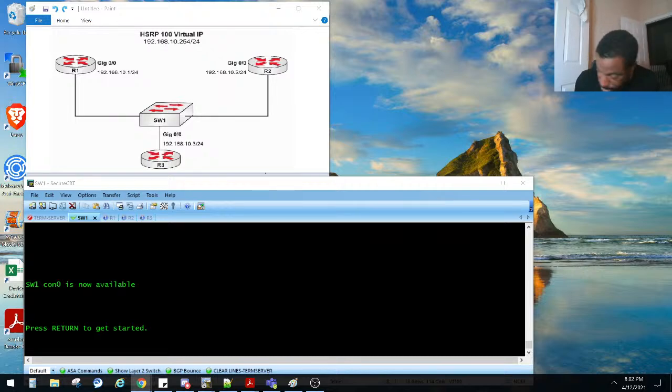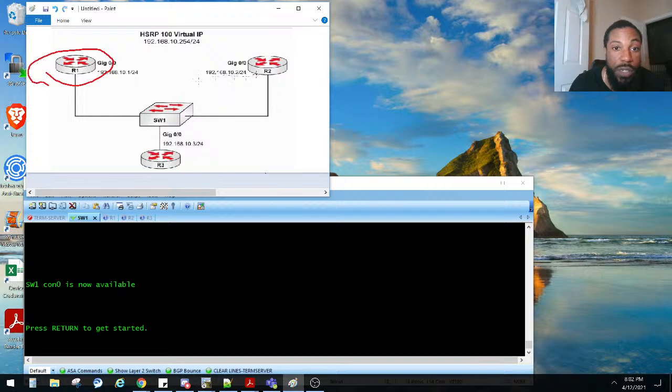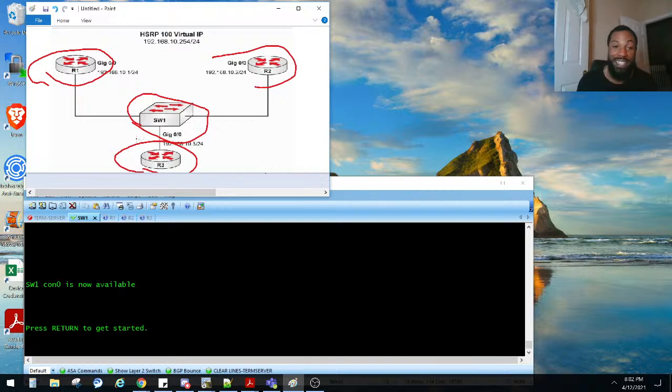We are going to be doing a simple HSRP lab today. As y'all can see, that is the topology we're going to be working with. 3 routers, router 1, router 2, router 3, plus a switch. And just by the looks of this little topology here, y'all can tell the labeling and cabling has already been done, right?